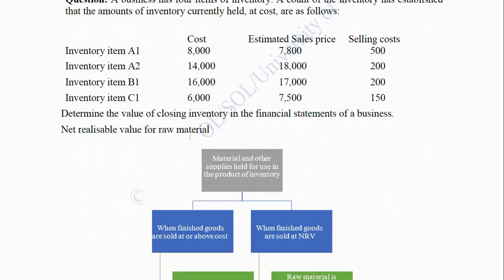Inventory item A1, cost 8,000, estimated selling price 7,800, selling cost 500. A2, cost 14,000, estimated sales price 18,000, selling cost 200. B1, cost 16,000, estimated sales price 17,000, selling cost 200. C1, cost 6,000, estimated sales price 7,500, selling cost 150. Determine the value of closing inventory in the financial statements of the business.